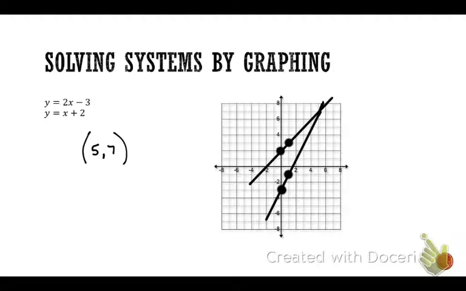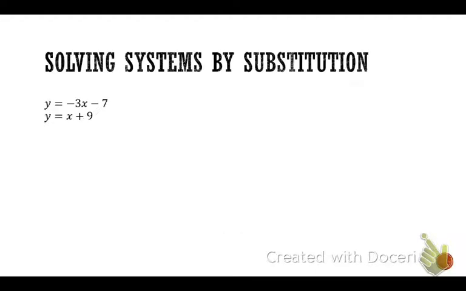Okay? All right, so you have graphing. You have 2 substitution problems. Okay? So let's go over substitution. You have y equals negative 3x minus 7 and y equals x plus 9. What do you notice about this system? What do you guys notice? Okay, they're both in slope-intercept form. They both have y equals.